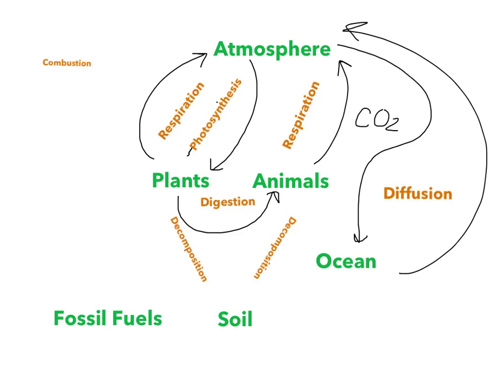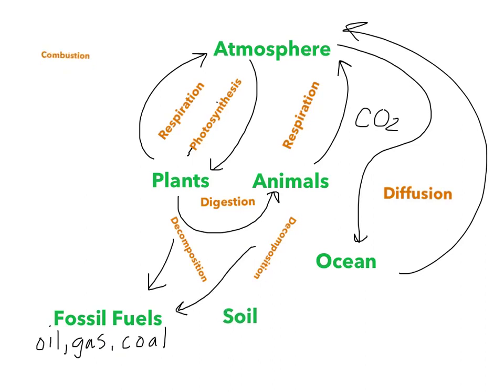Now the last one we need to talk about is this connection between the fossil fuels and the atmosphere. The fossil fuels that we burn in our cars or in our furnaces or anywhere else that we use oil, gas, and coal go through this process called combustion. Combustion literally means to burn. So we're going to add that to our diagram here. When we burn oil, gas, or coal, we're putting that carbon that's in those fossil fuels from those dead plants and animals back into the atmosphere.